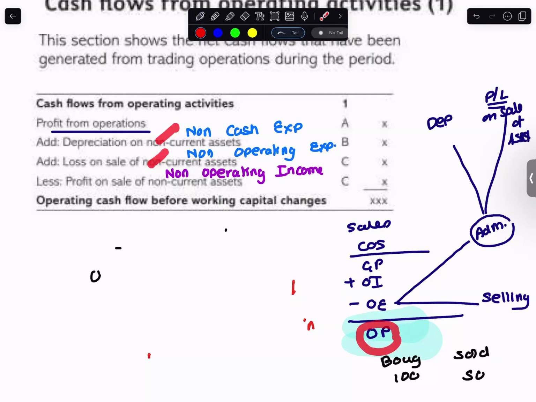These two were already deducted. Non-cash expense was deducted, but it has nothing to do with inflow or outflow of cash, so I will subtract non-cash expense. I will add non-operating expense and I will subtract non-operating income. So I will get operating cash flow before working capital changes.